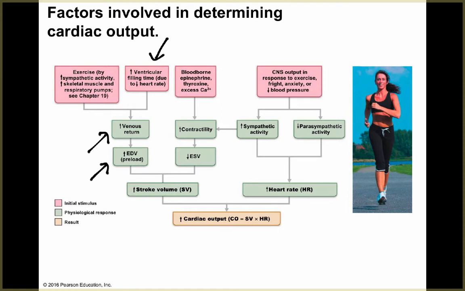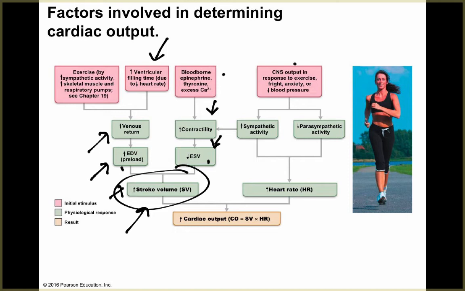That is going to essentially increase preload, which is the amount of blood before you contract. That can help increase stroke volume, along with blood-borne epinephrine, thyroxine, and excess calcium, which help increase the contractility, which decreases the amount of blood left after. So if you're increasing the amount of blood in your heart before contraction, and decreasing the amount of blood left after contraction, then you're getting more blood going out cumulatively.